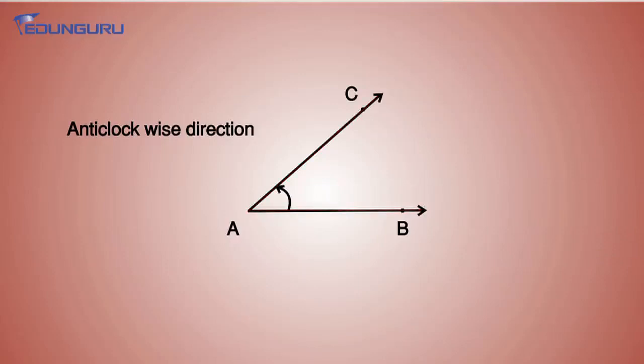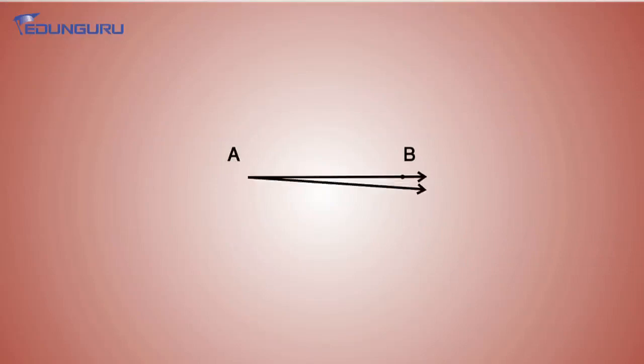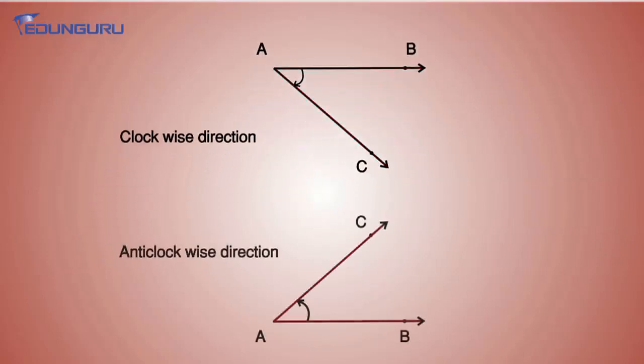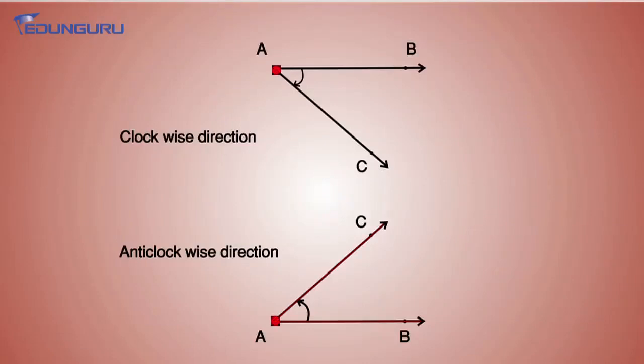This is the angle. If I rotate AB in clockwise direction, again an angle is formed. We can write this as angle BAC. So in both the situations you can see an angle is formed. So when two rays or two lines or two segments meet at a point, an angle is formed. So what do you call this point? This point is called the vertex of the angle.